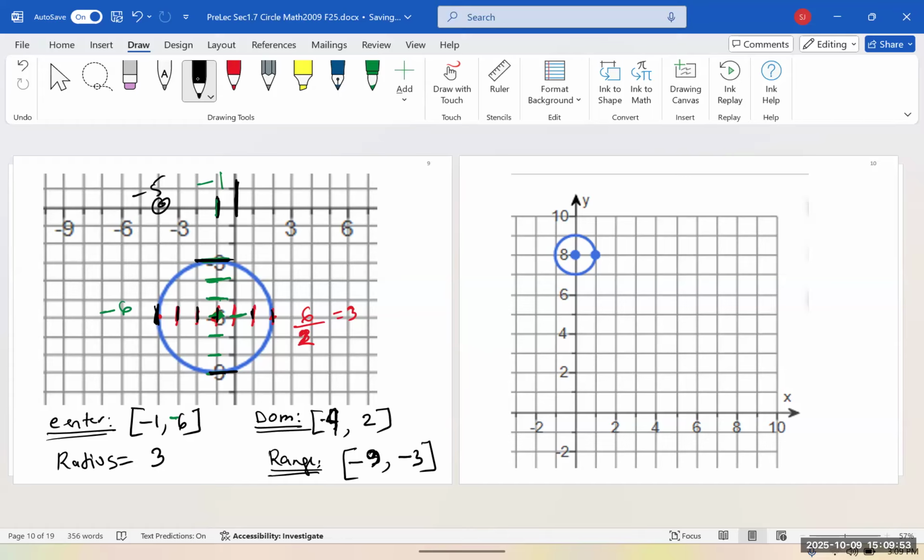Any question? No. Jennifer, the last one. We are doing the same thing. What's the center? 0, 8, perfect. How much is the radius? 1 unit, good. What is our domain?